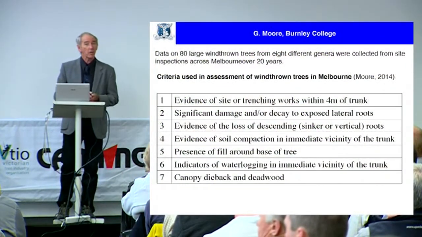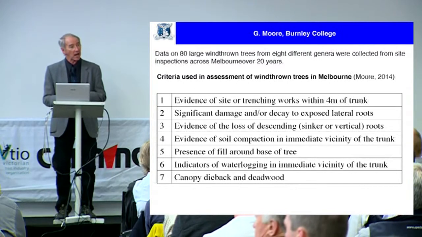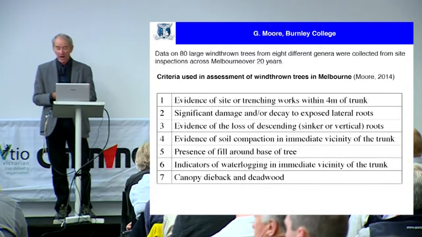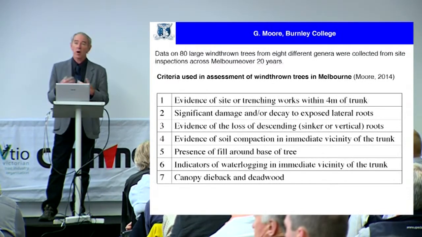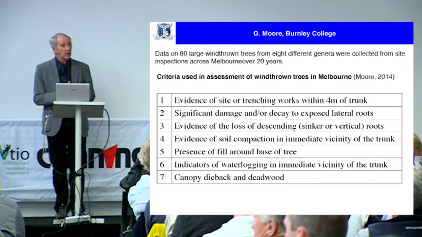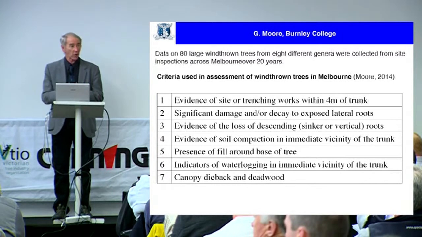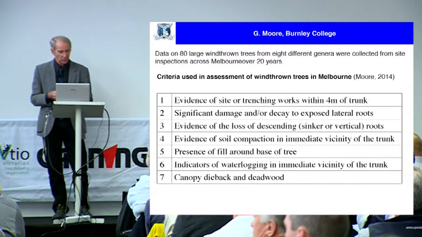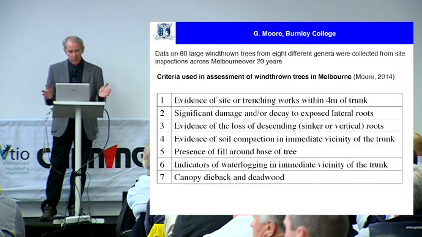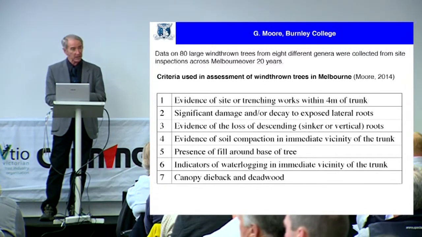So as you probably know, we looked at about 80, and in fact it's over 100 now, but we actually looked at 80 trees that were wind-thrown in Melbourne. None of them had been said to be senescent or in danger of falling. And we looked for correlations. And as you can see on this list, we talk about trenching within 4 metres of the trunk, significant damage to the lateral roots, usually by mowing or compaction, evidence of a loss of descending roots, evidence of soil compaction, the presence of fill around the base of trees, waterlogging, and the last one and the least consistent symptom or correlation was canopy dieback and deadwood.